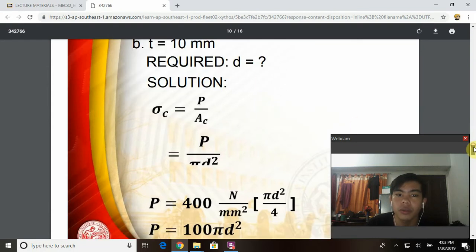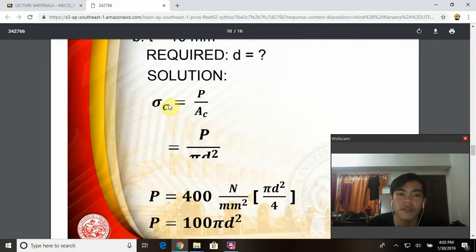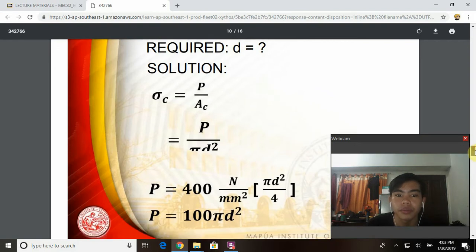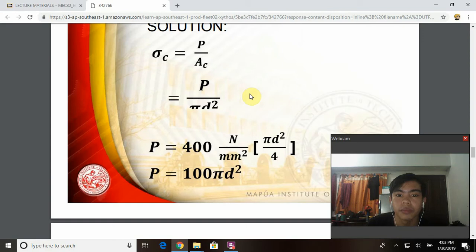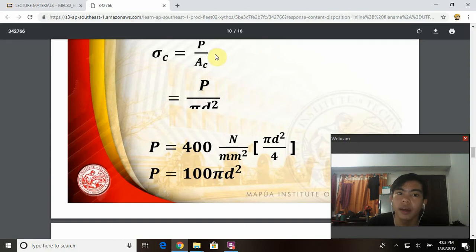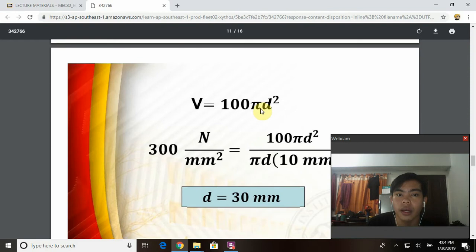The same formula applies for compressive stress, which is force over area. You will substitute to get P, or the force, which is equal to 400 Newton per millimeter squared times pi d squared over 4. After substituting, P is equal to 100 pi d squared. So P is equal to V, so V is equal to 100 pi d squared as well.